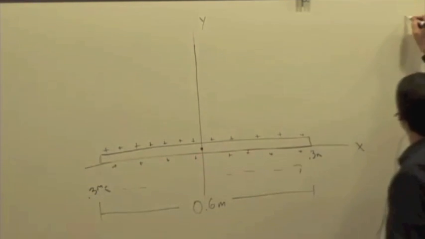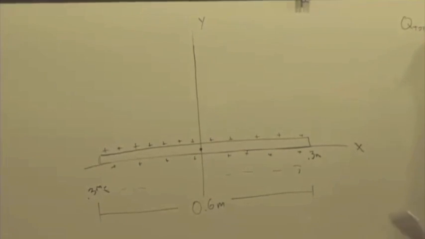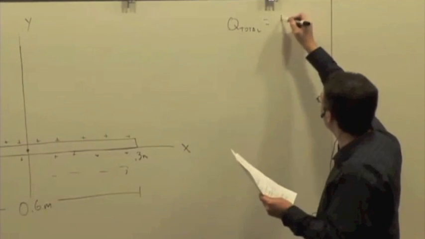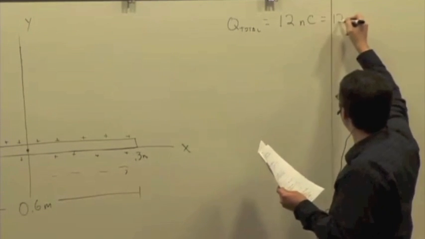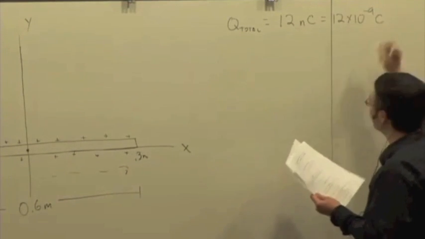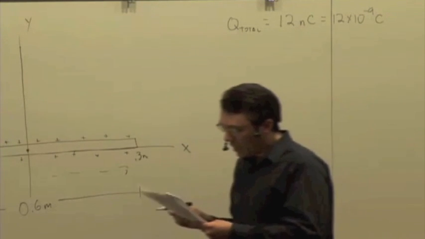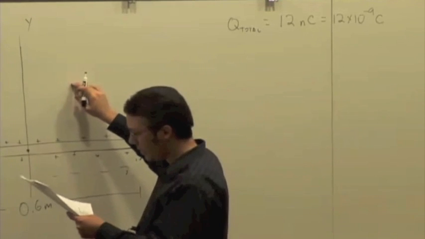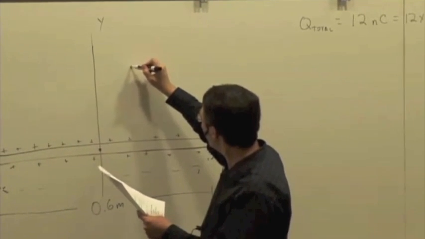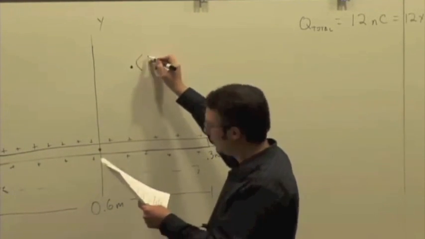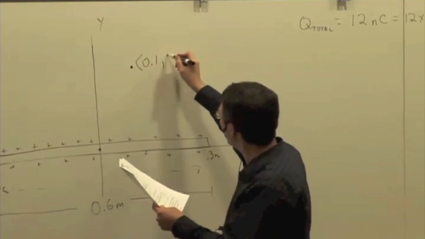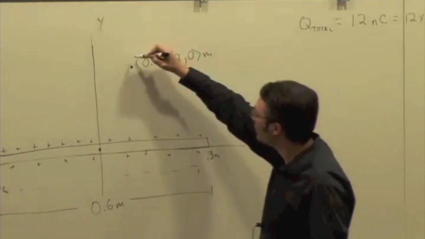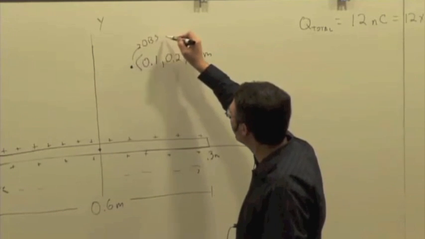We'll say the total charge is, what do we want to make it? Let's make it 12 nanocoulombs, which is 12 times 10 to the minus 9 coulombs. And I want to find the electric field at some observation location. Let's make our observation location, say here, which is 0.1, 0.2, 0 meters. Okay, so this is the observation location, and we're trying to find the electric field at that location.